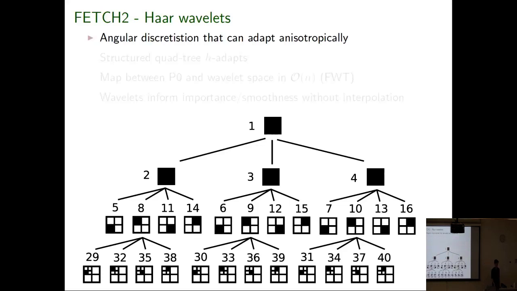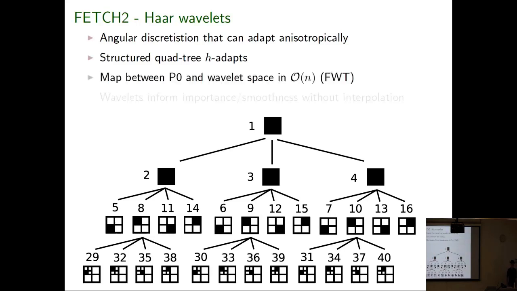And we've built structured H adaptivity on the sphere with some Haar wavelets, which are nice. And they have the properties that they just look like structured quad trees when you adapt. And most importantly, you can map between a wavelet space and your original P0 space with a fast wavelet transform in order n time, which is nice.